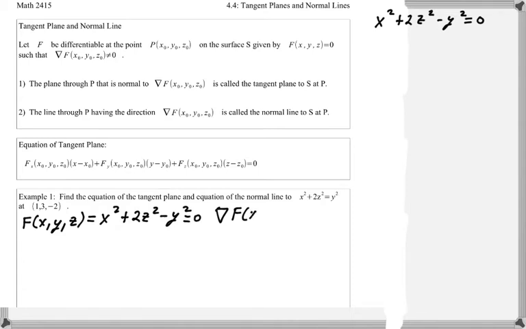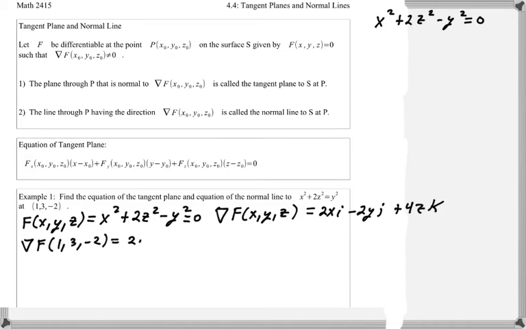So the gradient of f of x, y, z is going to be 2x i minus 2y j plus 4z k. Now we're going to evaluate the gradient at 1, 3, and minus 2, which is going to give us 2i minus 6j minus 8k. And this is going to be your normal vector, so that's going to be the direction vector for your normal line, and that's going to be the normal vector for your plane.